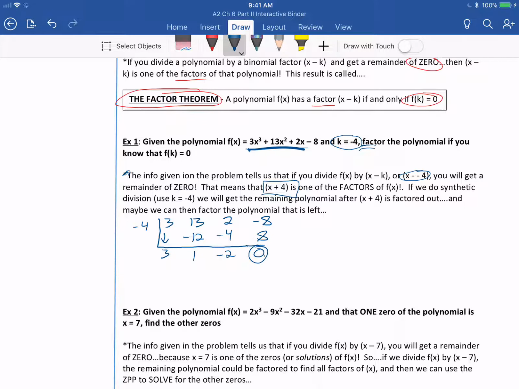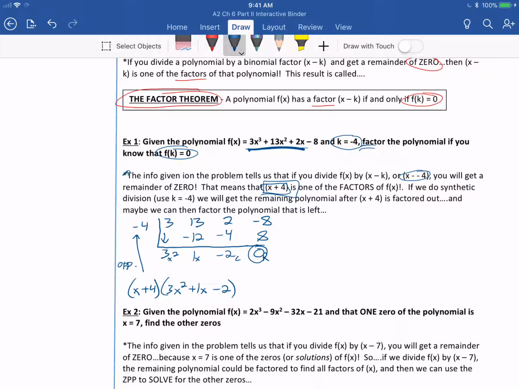So notice here that I get 0 for a remainder, and that's good, and that's exactly what it told me up here, that f of k equals 0. So that's my remainder. My -2 is my constant, then I go my x, and then my x squared. So if I divide x plus 4 into this polynomial, I'm left with 3x squared plus 1x minus 2. And really what this means is that we have x plus 4. It's always the opposite, remember. It's the opposite of what it looks like here. That is the binomial that I factored out of there already.